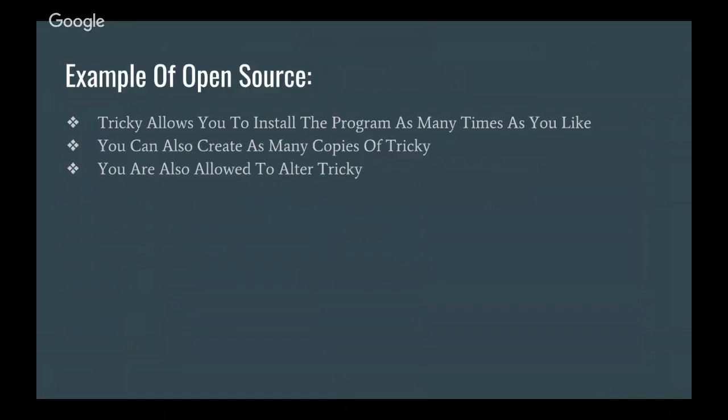For example, let's say I create an open source operating system called Tricky. Tricky, since it is open source, would allow you to install the program as many times as you want on as many computers as you can find. You can also create as many copies as you want and give them to friends, family, whoever you want. You can even sell them and make profit, and that is completely legal. You can also alter Tricky and put it onto a disk and redistribute it. And the only reason that you are allowed to do this is because of the open source availability, and this would not be possible with a closed source technology.